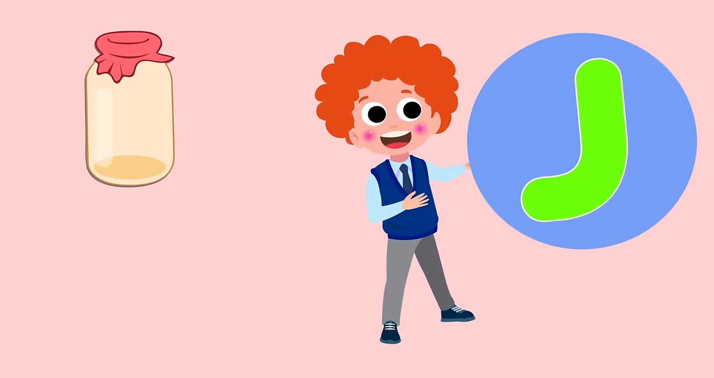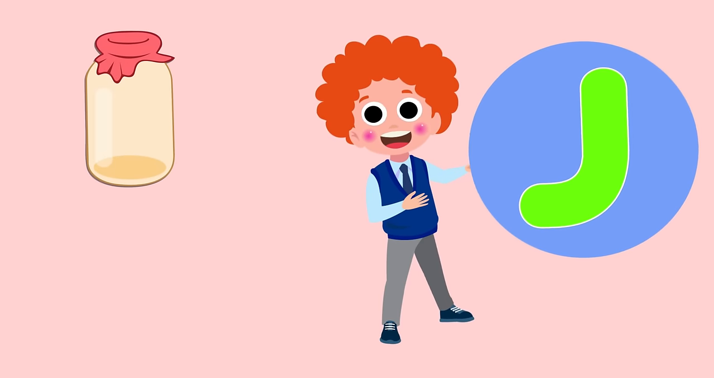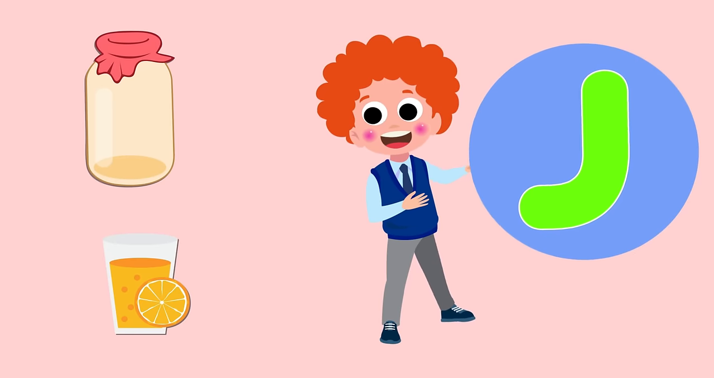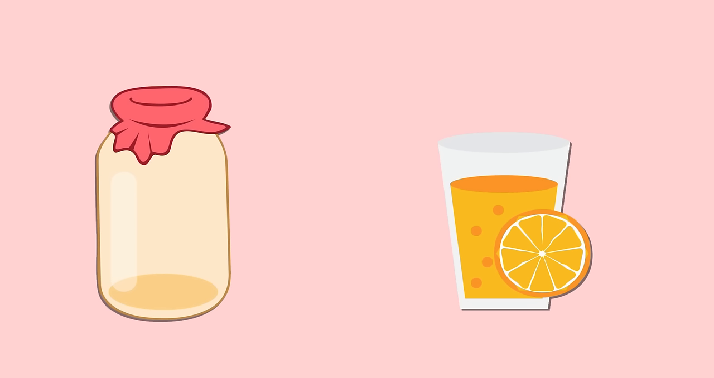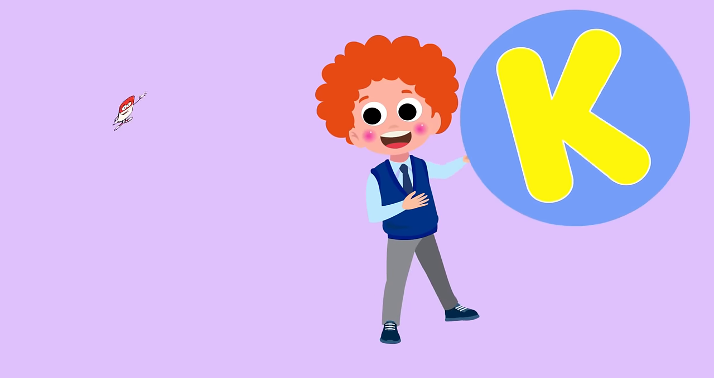J, j, jar. J is for juice. J, j, juice. J is for j, j, j, j, jar. J is for j, j, j, j, juice. K is for kettle.